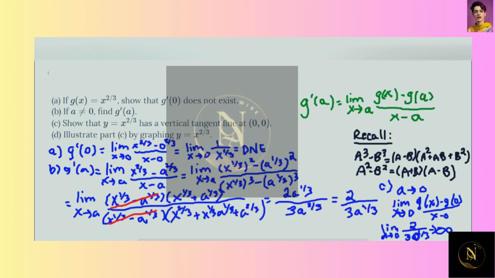So we have confirmed part C by graphing the function y equals x to the 2/3, and that means that everything that we have shown is consistent.